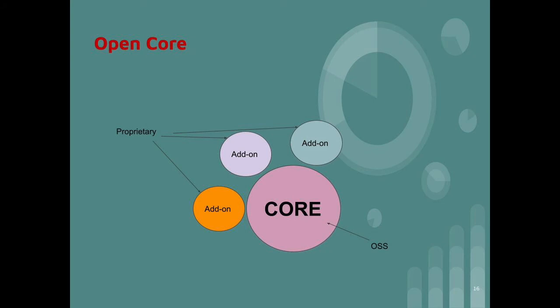So you can see here an example of the core of open source software and the proprietary add-ons. And like for the fraternal twin model of dual licensing, those add-ons are usually elements of the software that make it easier to use the software at scale.